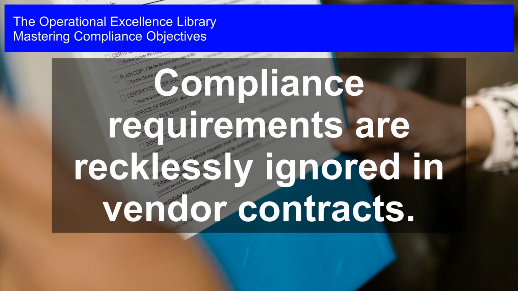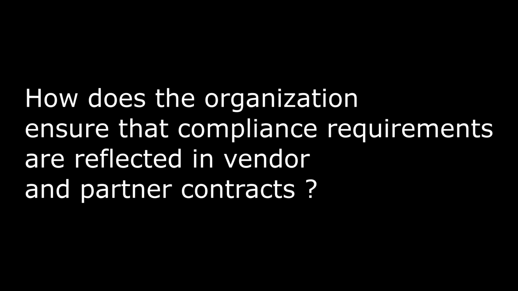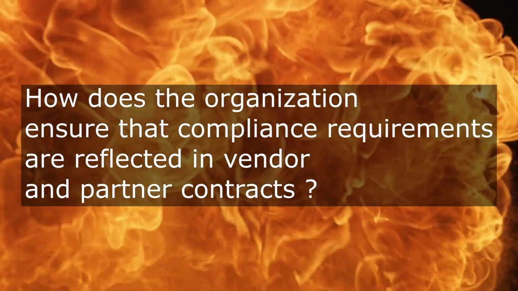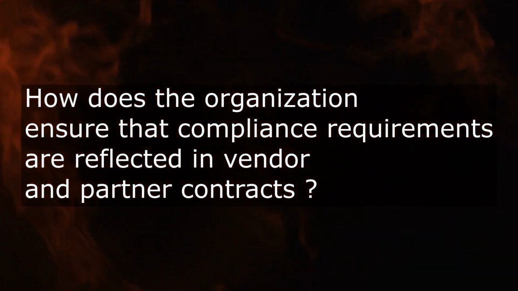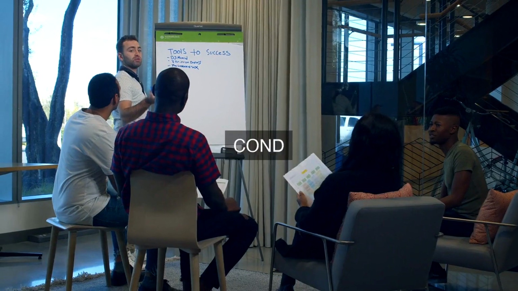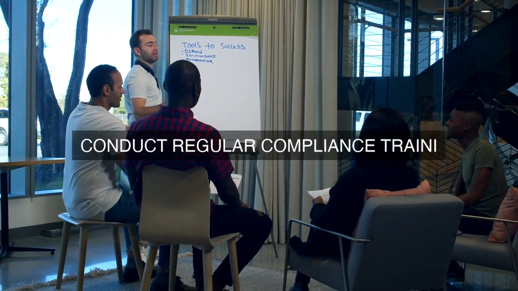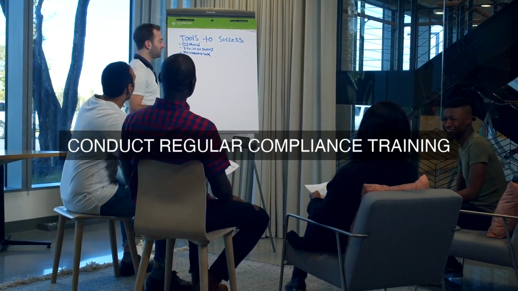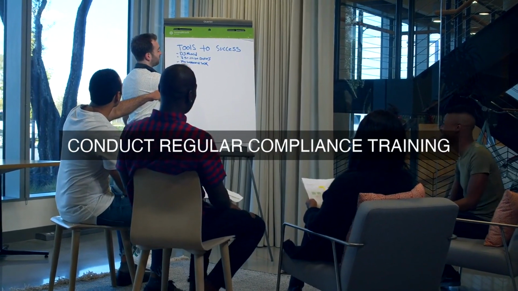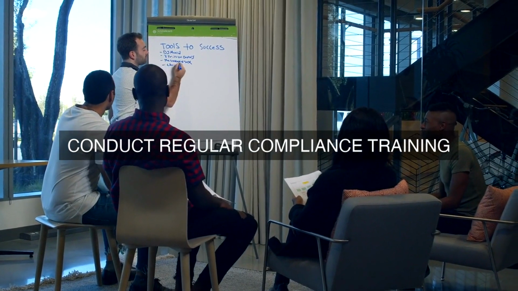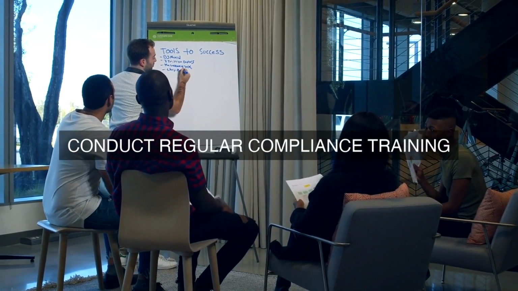Mastering compliance objectives. Compliance requirements are recklessly ignored in vendor contracts. Where are the processes in place to ensure that their organization's compliance requirements are accurately reflected in its vendor and partner contracts? In the pursuit of operational excellence in compliance, it is crucial to ensure that an organization's compliance requirements are accurately reflected in its vendor and partner contracts. This can be achieved by implementing the following processes.